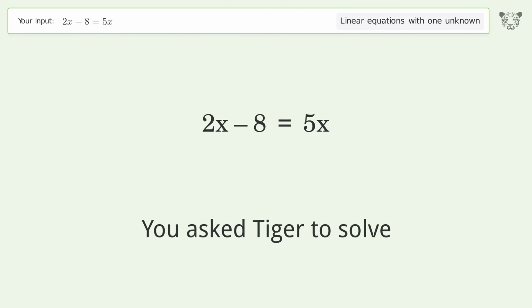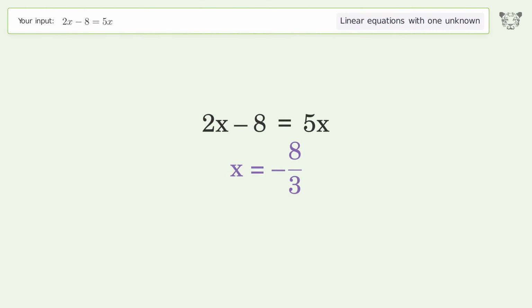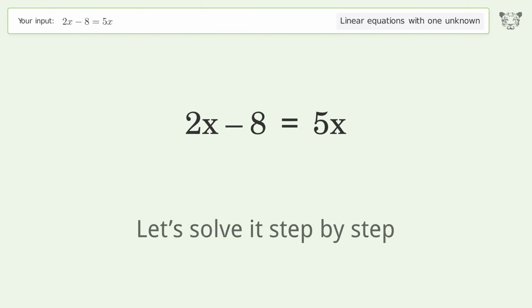You ask Tiger to solve this. It deals with linear equations with one unknown. The final result is x equals -8/3. Let's solve it step by step.